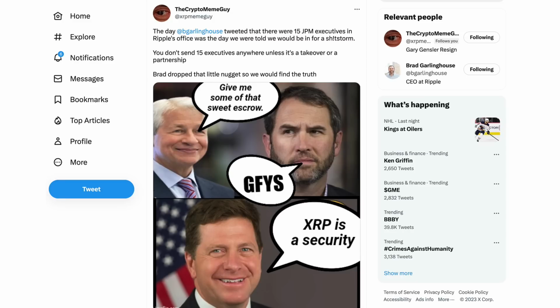The Crypto Meme Guy here on Twitter posting this: the day Brad Garlinghouse tweeted that there were 15 JPM executives in Ripple's office was the day we were told we would be in for a crap storm. You don't send 15 executives anywhere unless it's a takeover or a partnership.